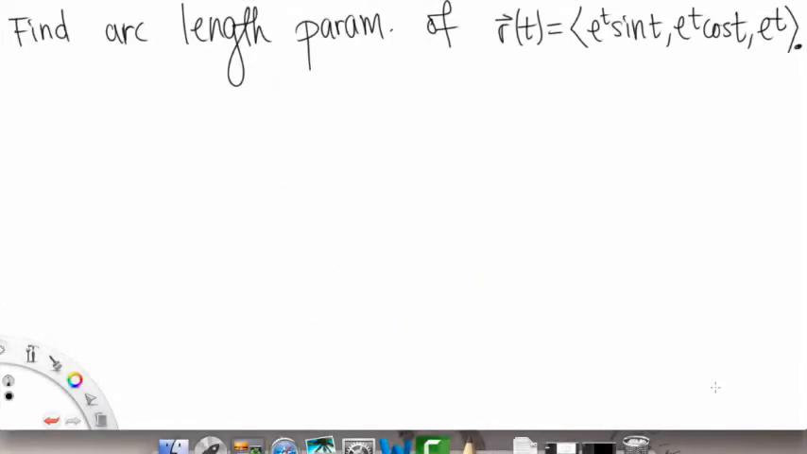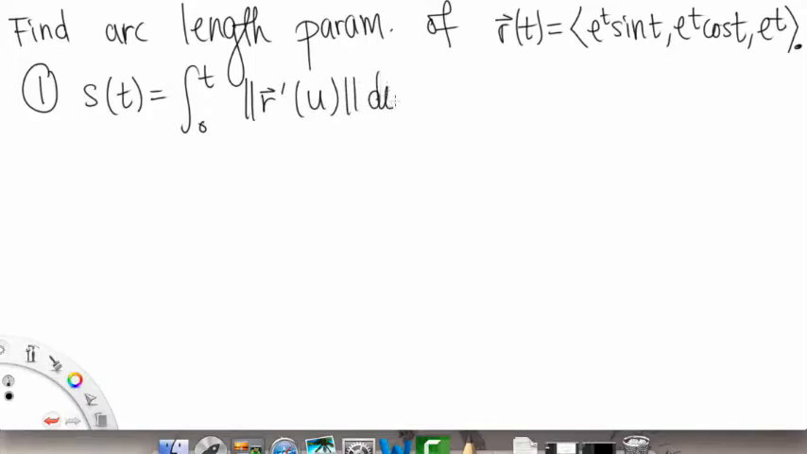Okay, so this question tells us to find the arc length parameterization of r of t equals e to the t sine t, e to the t cosine t, and then e to the t. Okay, so we're going to follow steps here. So the first thing we're going to do is set up our arc length function. So first step, set up this thing, s of t, that is. S of t is equal to the integral from 0 to t of the magnitude of r prime of u, we're going to use, du.